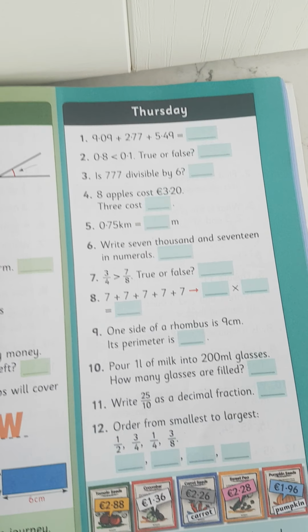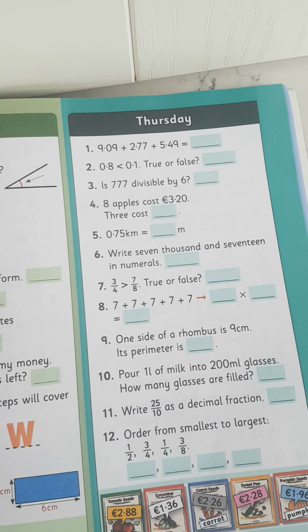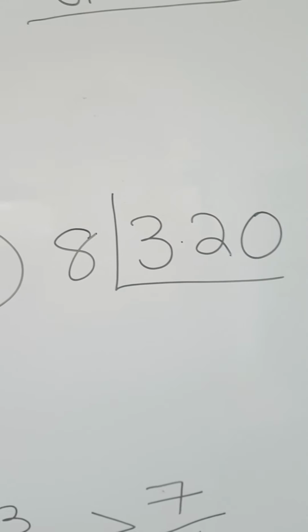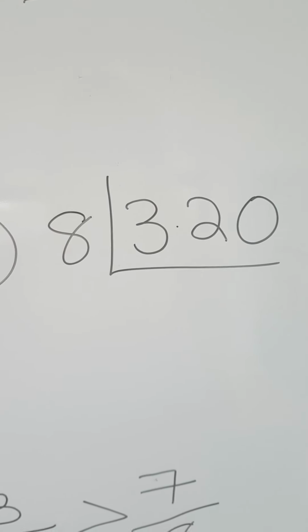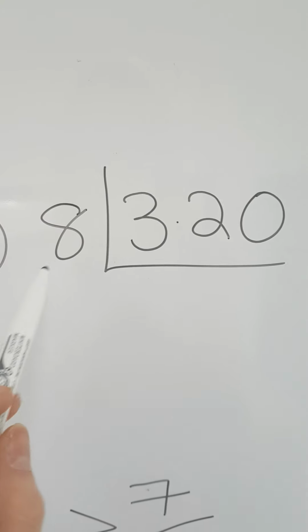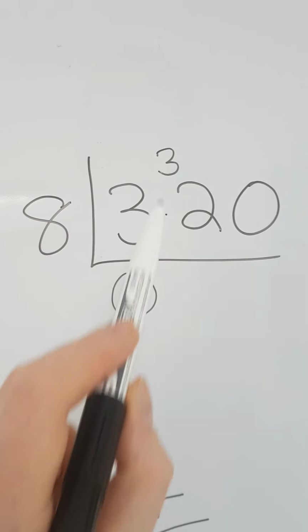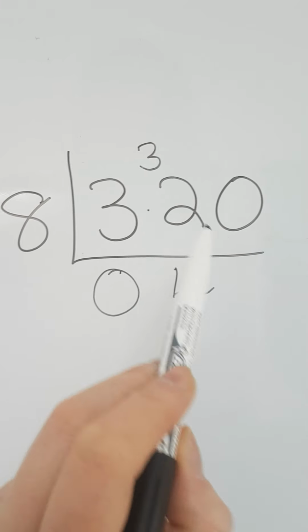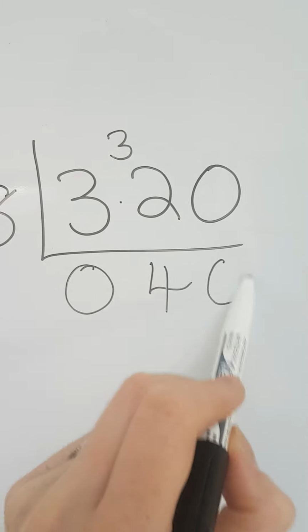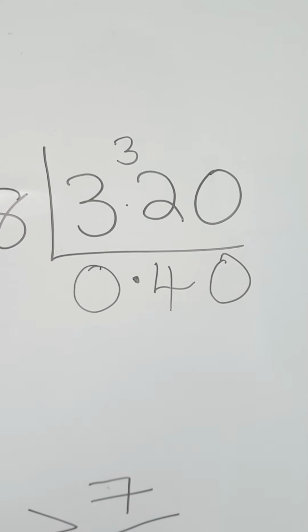Question 4. 8 apples cost €3.20. So I need to find the cost of 3. So the first thing I have to do is find the cost of 1. And I'll do that by dividing 8 into €3.20. So 8 into 3 doesn't go, so I'll bring over my 3. 8 into 32 goes 4 times, nothing left over. And 8 into 0 goes 0 times. Don't forget to bring down the decimal there.